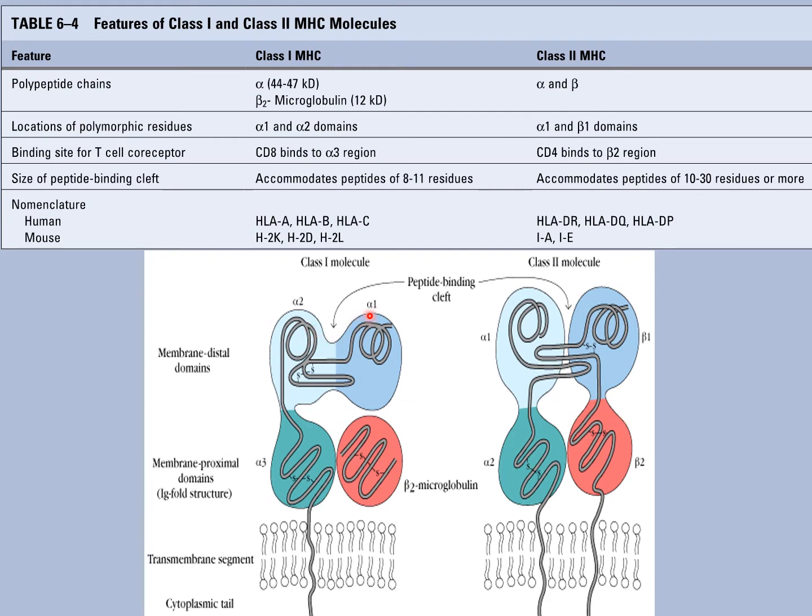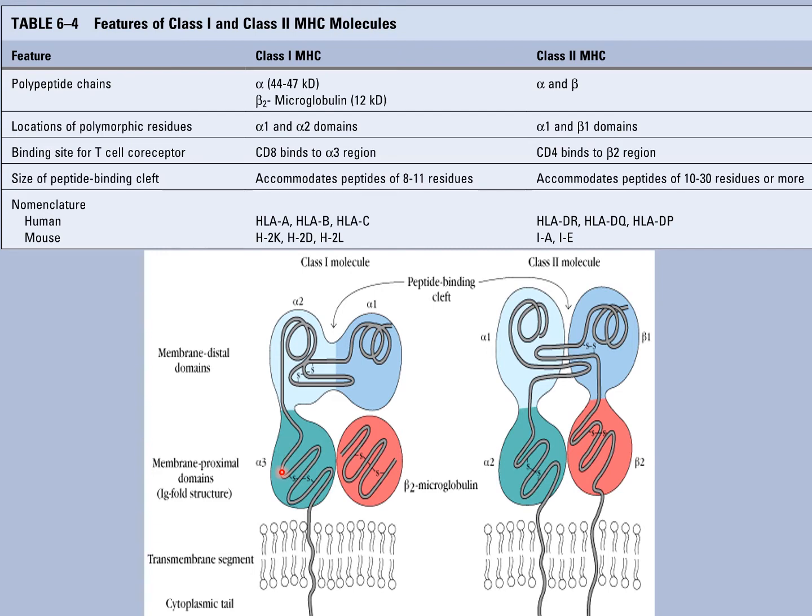The peptide binding cleft in MHC1 molecule is composed of alpha 1 domain and alpha 2 domain. That is, these domains are the ones which contain polymorphic residues. On the other hand, class 2 molecule has a binding cleft made up of alpha 1 and beta 1. So in this case, these domains have polymorphic residues.